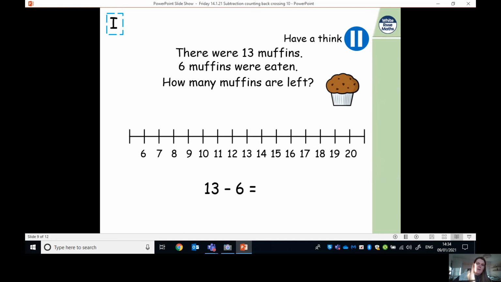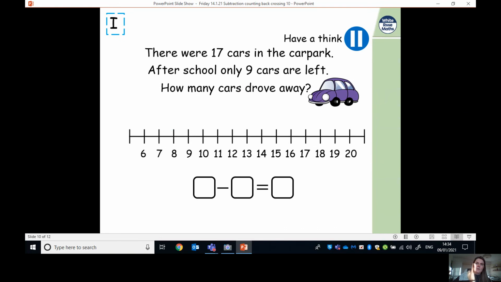Our sum was 13 minus 6. And it made 1, 2, 3, 4, 5, 6 jumps. The answer is 7. Brilliant. Okay, let's listen to this equation. We're listening carefully, okay?